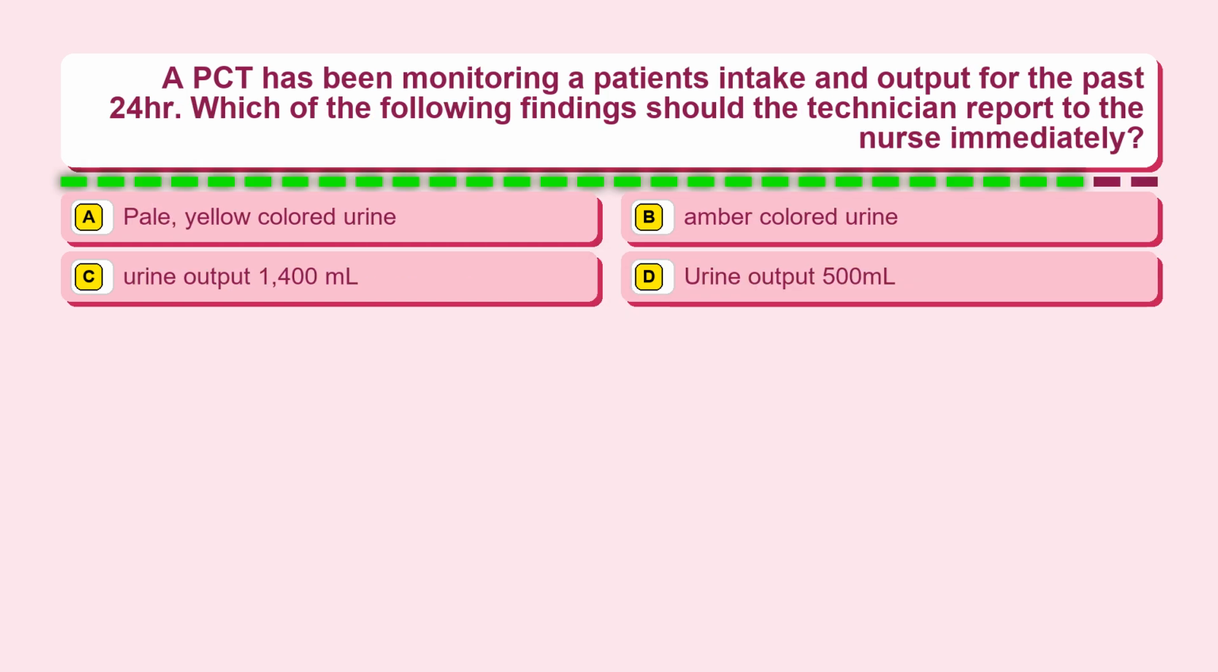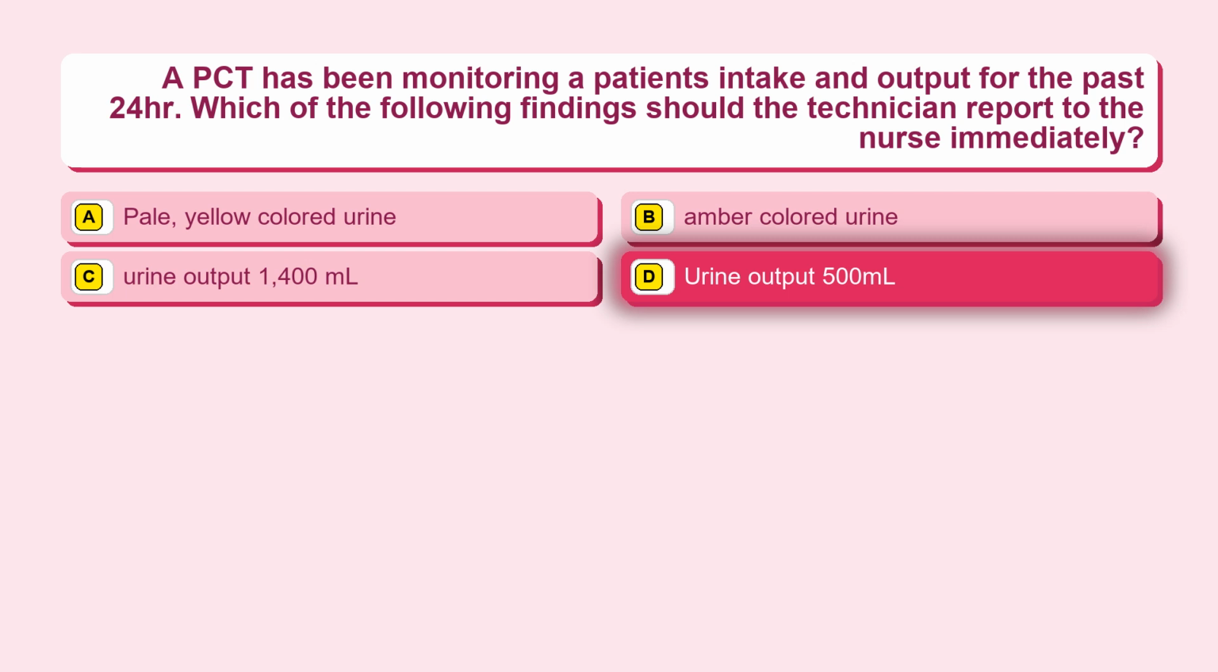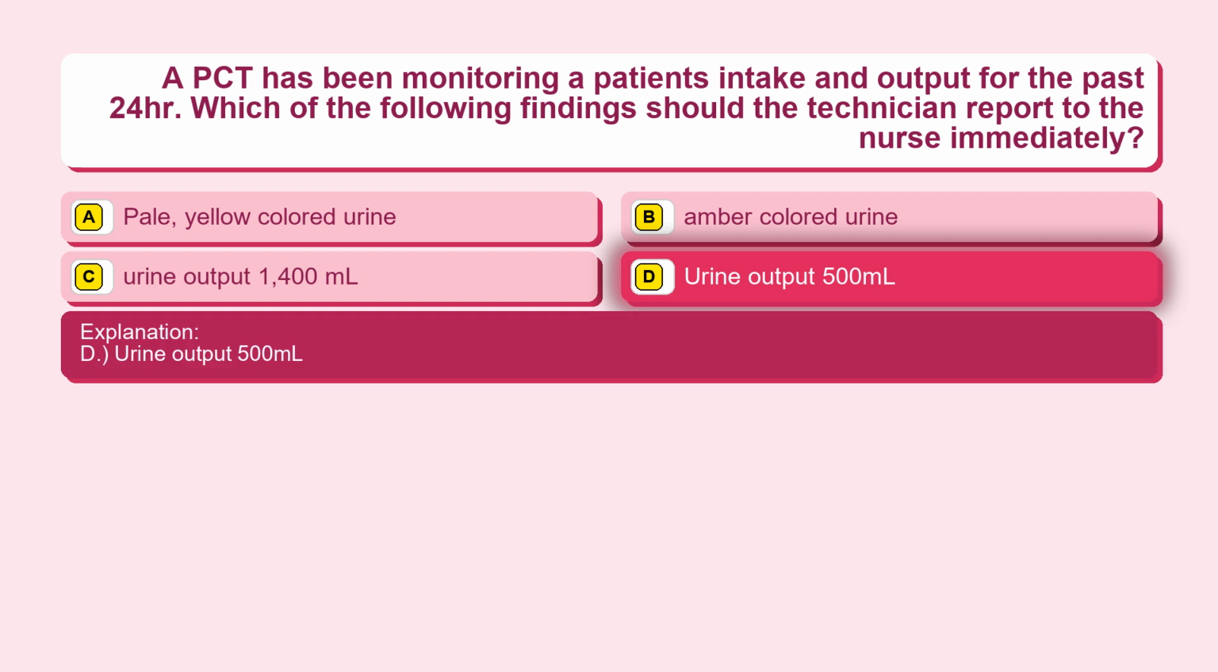Question 10. A PCT has been monitoring a patient's intake and output for the past 24 hours. Which of the following findings should the technician report to the nurse immediately? Option A. Pale, yellow-colored urine. Option B. Amber-colored urine. Option C. Urine output 1,400 ml. Option D. Urine output 500 ml. The correct answer is option D. Urine output 500 ml.